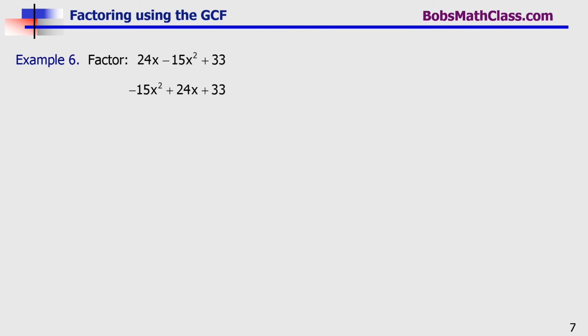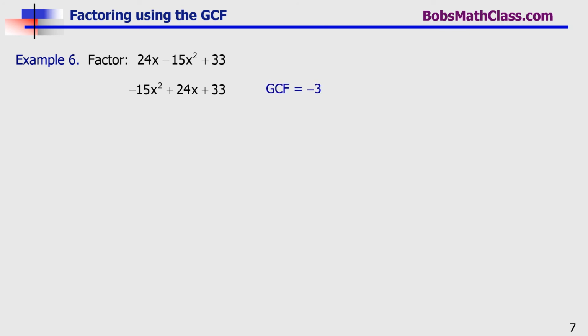Now our GCF. What number goes into 15, 24, and 33? That's right, 3. And do they have a variable in common? No, right? The first term is x squared, the second term is x, the last term does not have an x, so there's no common variable. So the GCF is 3, almost, -3, right? Because the first term is negative. So our GCF is -3.